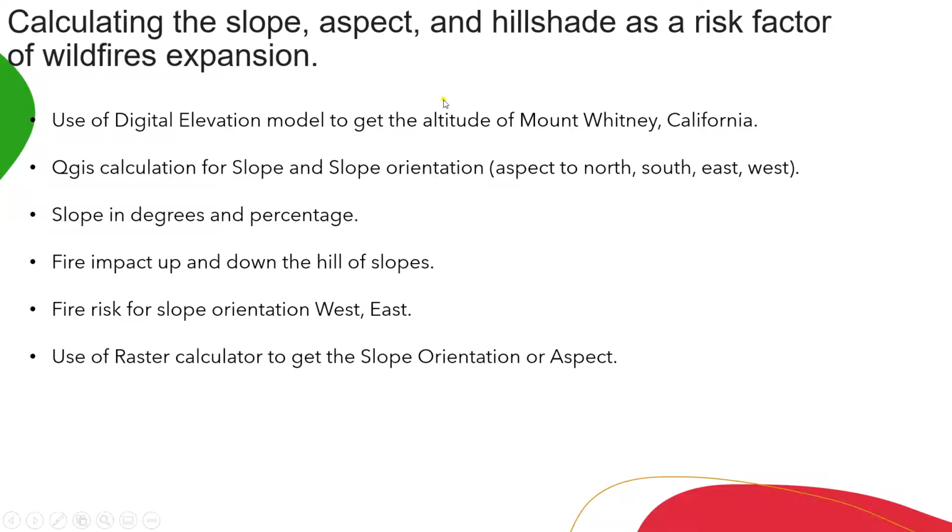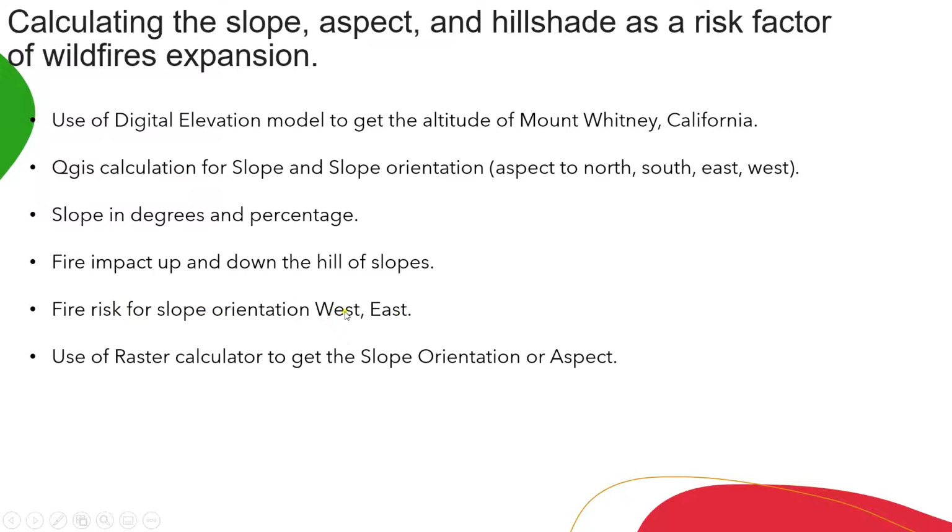Next, we are going to calculate the slope, the aspect, and hillshade, because the slope and the aspect are factors that affect wildfires, the fire impact up and down the hills of slopes, and also we are going to learn what is the risk for the slope orientation west and east.